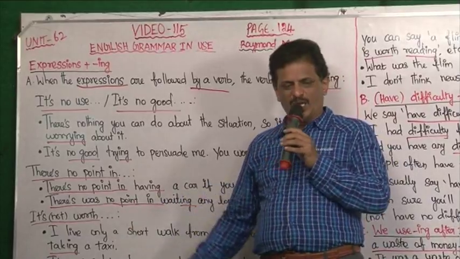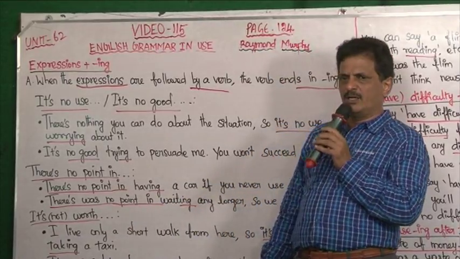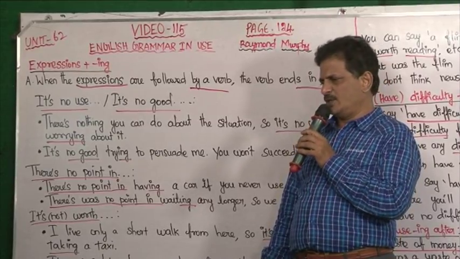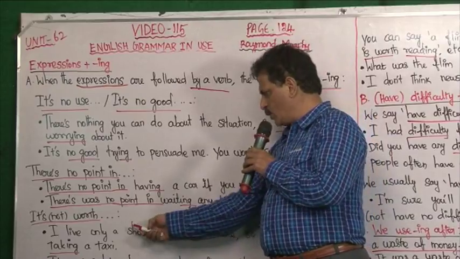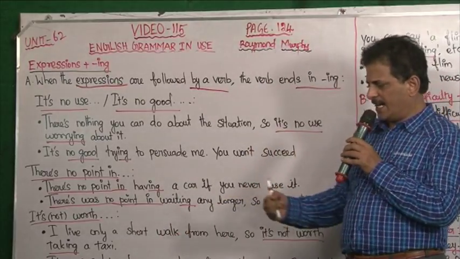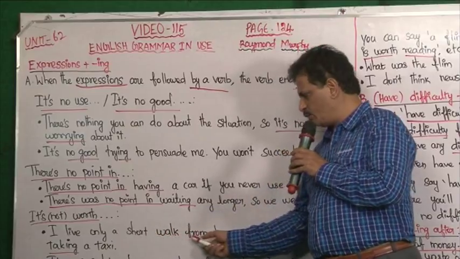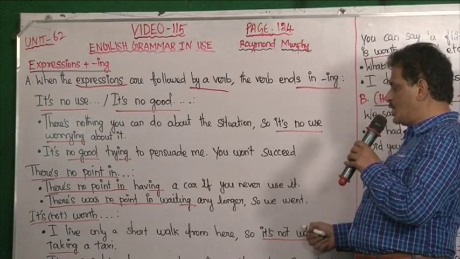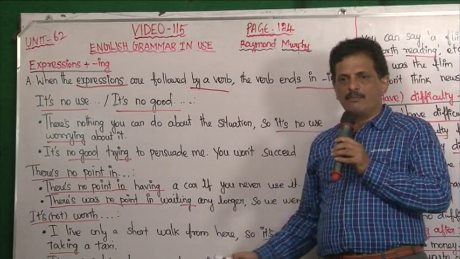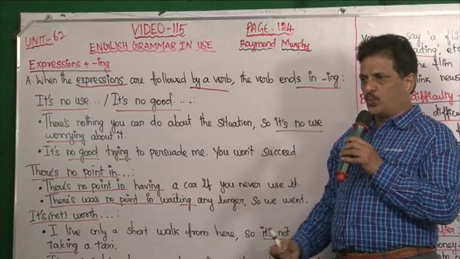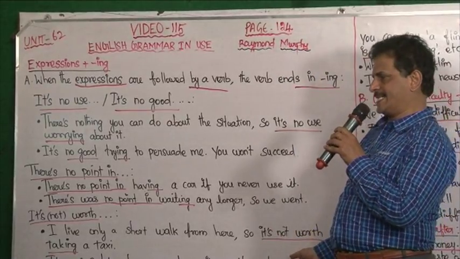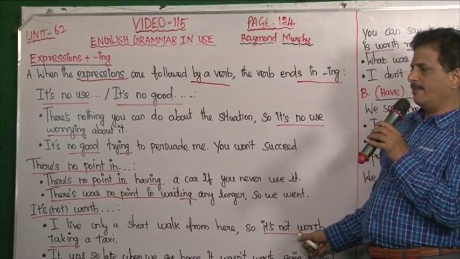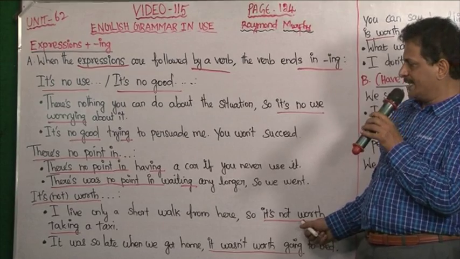So, it is not worth. It is not worth means what? Worth means it is no use. I live only a short walk from here. That means just a walkable distance. My home is there. So it's not worth taking a taxi. My house is just close by. So it is not worth. After it's not worth, you are using verb plus ing. It's not worth taking a taxi.